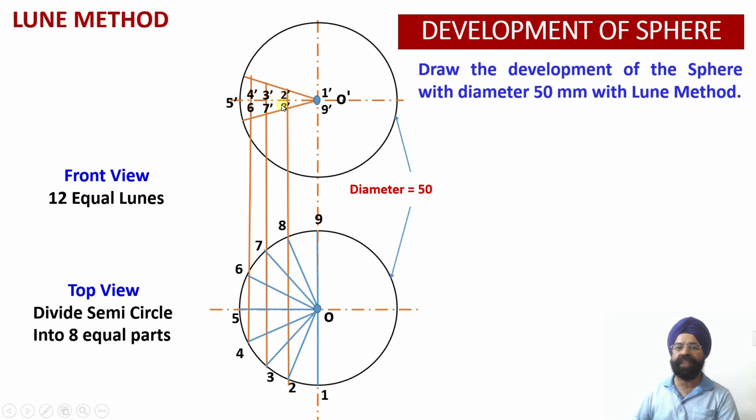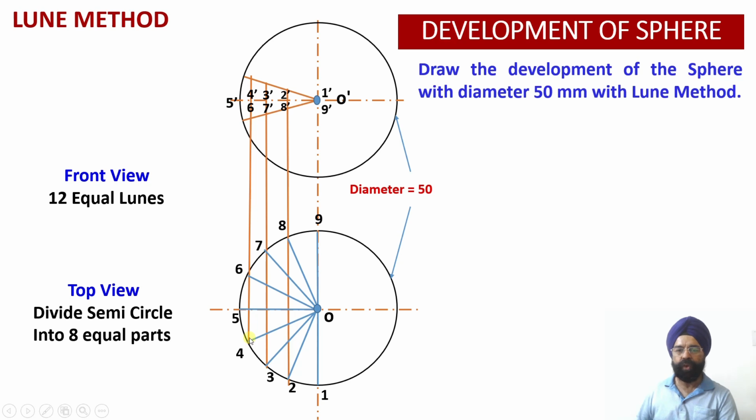So corresponding to the sectors where 2 and 8 points are located, my thickness of the lune will be this much, okay? Which is represented by 2 dash and 8 dash points over here. Then corresponding to these 2 points, please check, 3 and 7, the thickness of the lune will be this much, that is 3 dash and 7 dash.